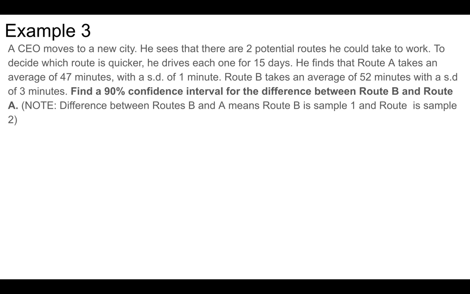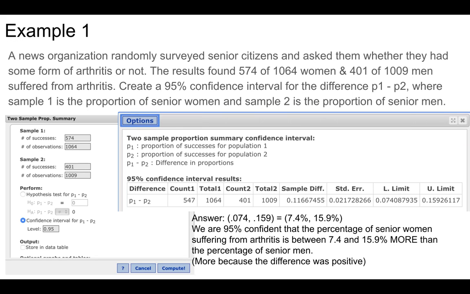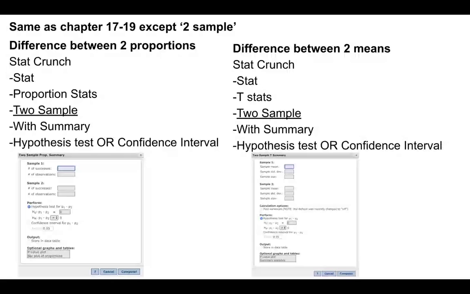He finds that Route A takes an average of 47 minutes with a standard deviation of 1 minute. Route B takes an average of 52 minutes with a standard deviation of 3 minutes. Find a 90% confidence interval for the difference between Route B and Route A. All right, so for this one, let me go back to the beginning here, the first slide.